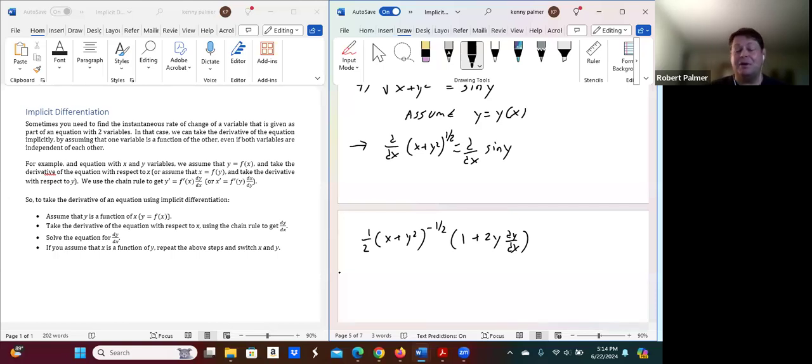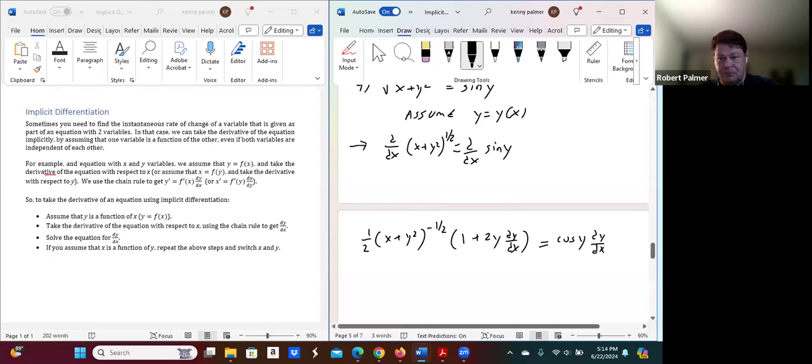Take a minute, stop, and look at that, make sure that makes sense. So we did the derivative of the 1/2 power of something first. Then for the chain rule, we did the derivative of the inside of it. So the derivative of x was 1. The derivative of something squared is 2 times that something. The derivative of y is dy over dx. And then over here, the derivative of sine of something is the cosine of that something, cosine of y. And then once again, the derivative of y is dy over dx. Also make sure it's clear we're not doing the cosine of this, just the cosine of y.